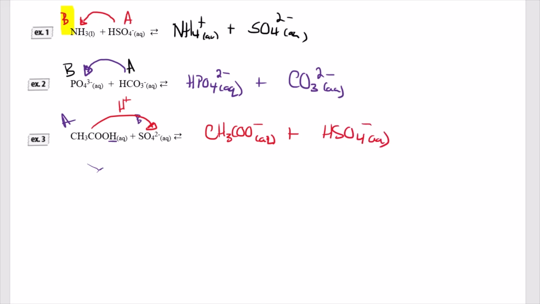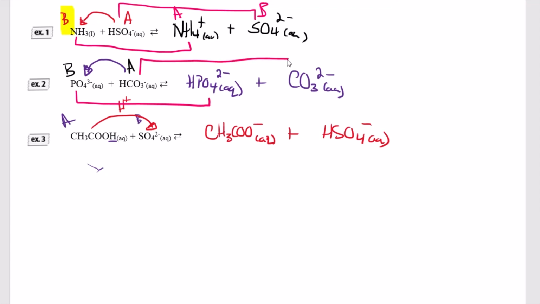And we could ask you to identify conjugate acid-base pairs. So here's a conjugate acid-base pair here. Here's the other one, right? You look for what did I turn into? The phosphate here turned into hydrogen phosphate. The hydrogen carbonate turned into carbonate. The acetic acid turned into acetate. And the sulfate turned into hydrogen sulfate.